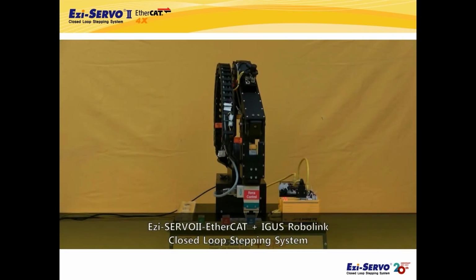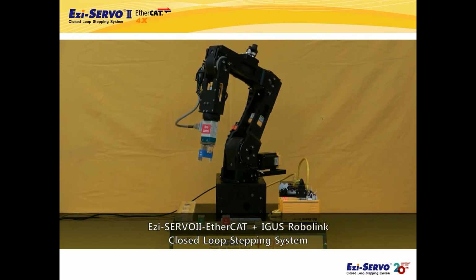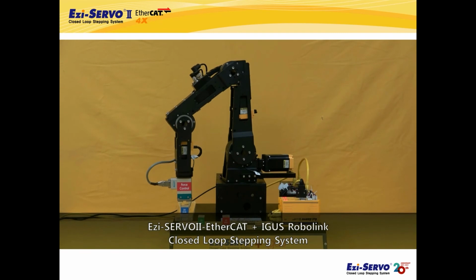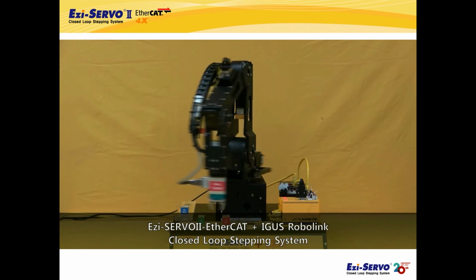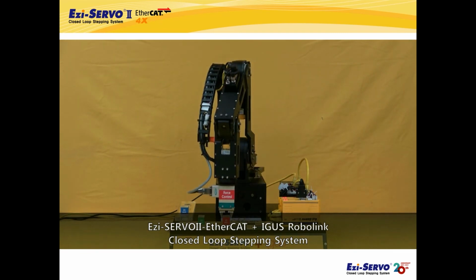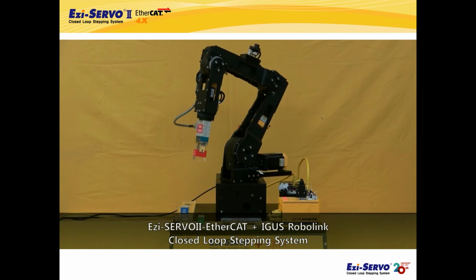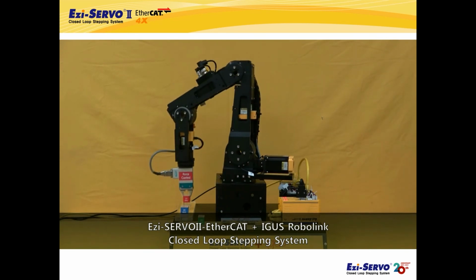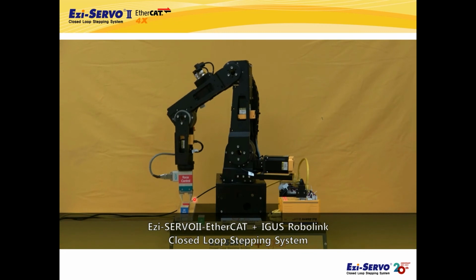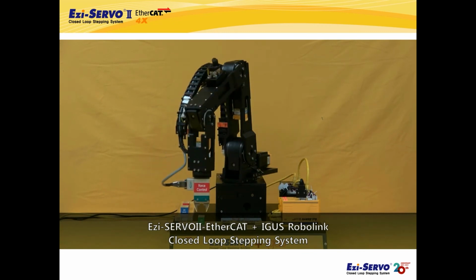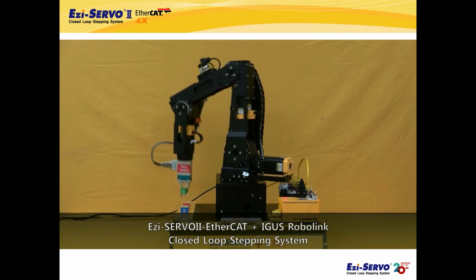The demonstration consists of one Ezi-SERVO II EtherCAT 3X, the 3-axis drive, 2 Ezi-SERVO II EtherCAT, the single-axis drive, and 1 Ezi-SERVO II EtherCAT All. The all-in-one type product including a motor, a high-resolution encoder, a drive and EtherCAT network. You can see that the motion of grabbing and moving 3 objects of different sizes is operated with force control.